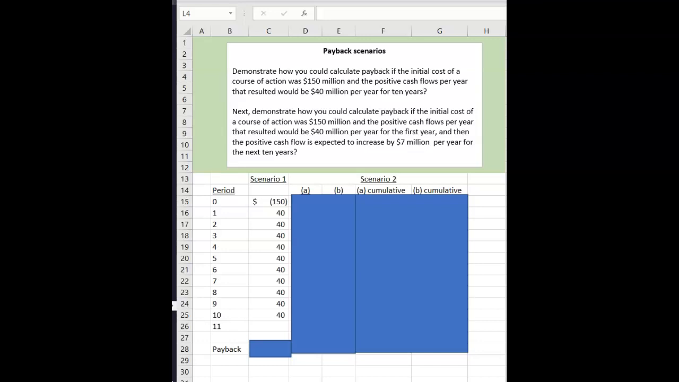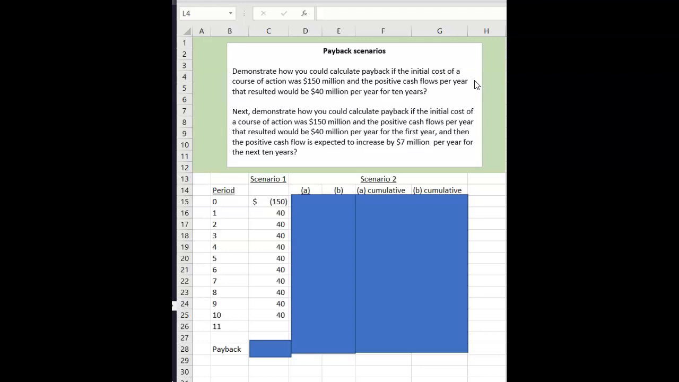Let's take a look at this payback scenario. Okay, the first question, you see it right there, this paragraph here to the left of my mouse. Demonstrate how you could calculate payback if the initial cost of a course of action, or a project actually, was 150 million and the positive cash flows per year that resulted would be 40 million per year for 10 years.